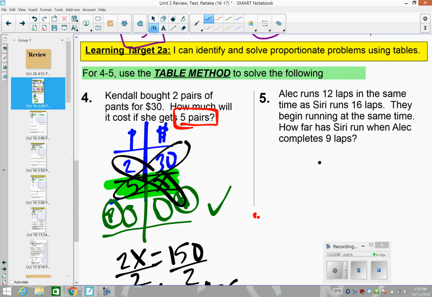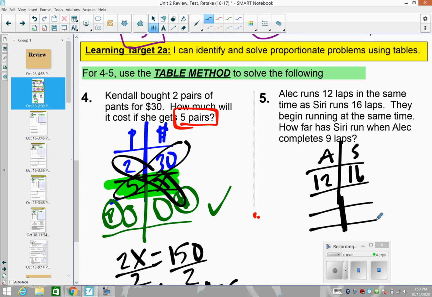First of all, we have Alec and we have Surrey. Alec runs 12 laps in the same time that Surrey runs 16. And then we're saying, how far has Surrey run when Alec completes lap 9? Great. But the question is, is this proportionate? Does it go through 0, 0? Did they start at the same time? It says right here, they begin running at the same time. So yes, it is proportionate, which allows you to use cross products. So go ahead and use cross products and then come back and solve.